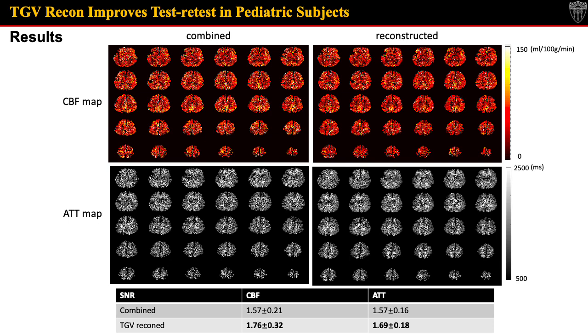And we also get the CBF and ATT maps with the 5 PLD images by fitting the kinetic model. This figure shows the CBF and ATT maps from the 2 methods. The CBF and ATT maps from the TGV reconstruction have higher SNR and gray and white matter contrast compared to the combined method.